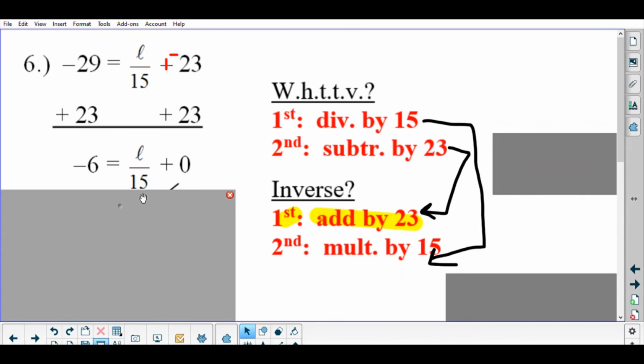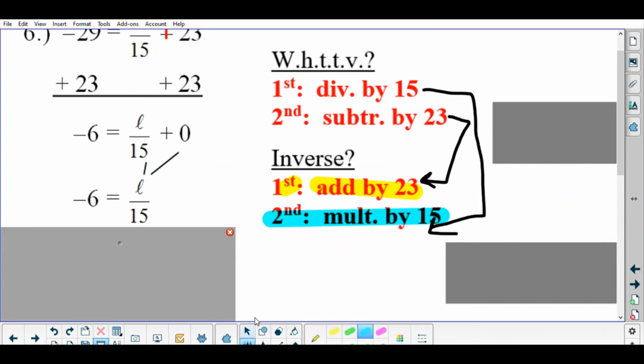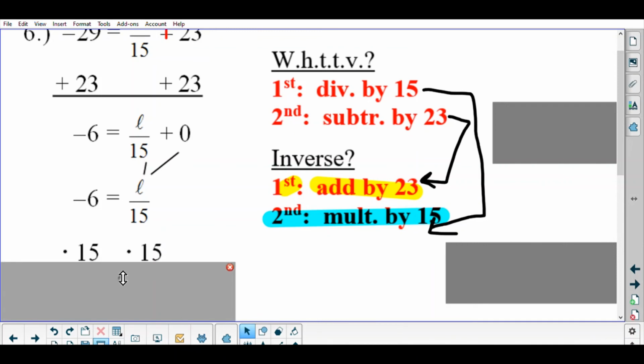L over 15 plus 0 becomes L over 15. Anything plus 0 is itself. Always simplify before you do the next inverse. And the next inverse is the inverse of dividing by 15, which we already said was going to be multiplying by 15. So here we go. Do it on both sides.